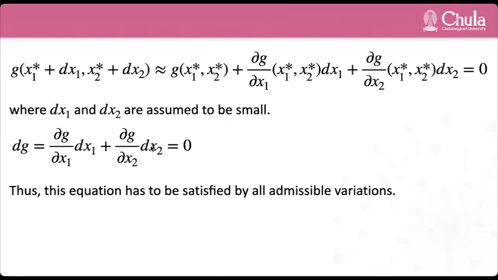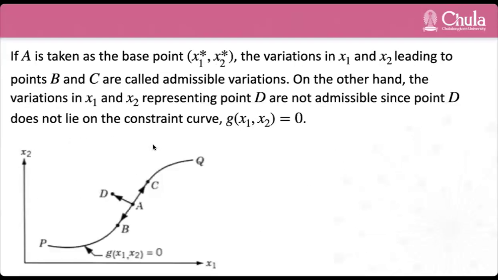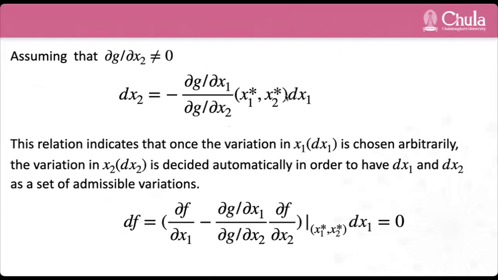From this one, we write dx2 as a function of dx1. Just the same equation, but we write dx2 as a function of dx1. Yeah, we got this equation. It tells us once we move x1, meaning we change dx1, if dx1 is not zero, we have to compensate with dx2.